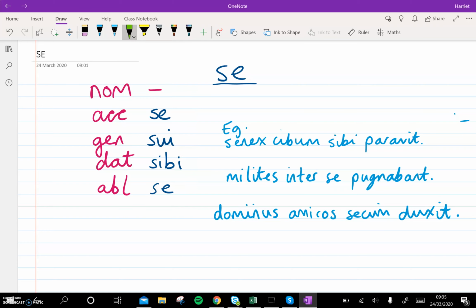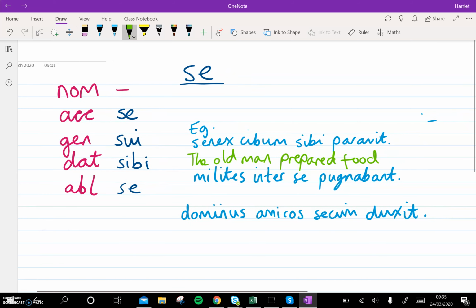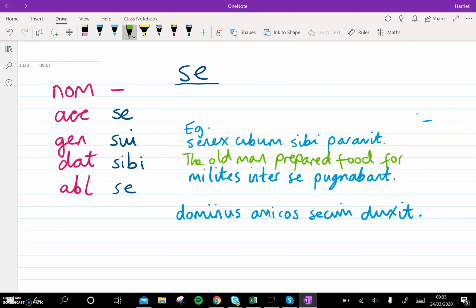So, the first one, we have the old man prepared, pretty straightforward, cibum, food, and then sibi, the dative, so we've got to say for himself. And we know it's himself because that sibi will always refer to whoever was doing the verb in the first place, and we know in this case it's the old man.